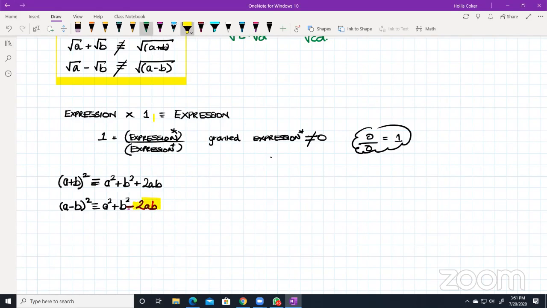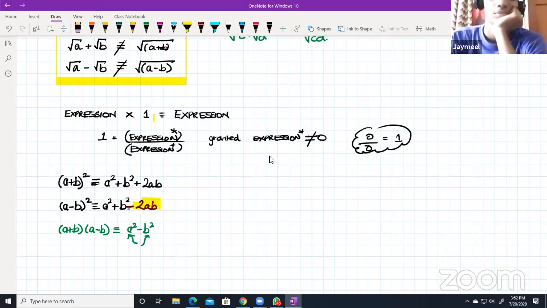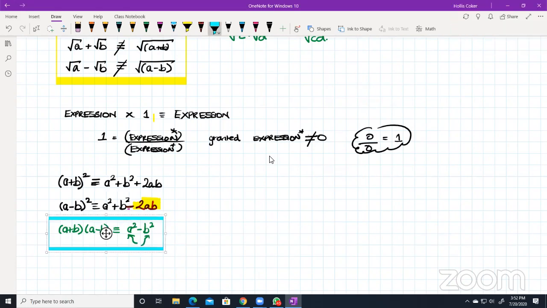And a very, very important and useful one, the one that tends to be most often used by us, is that (a plus b) into (a minus b) is always equivalent to a squared minus b squared, the difference of two squares. We tend to use this one to help us rationalize, that is, move certain surds from the denominator of fractions. Use this one here. Okay?